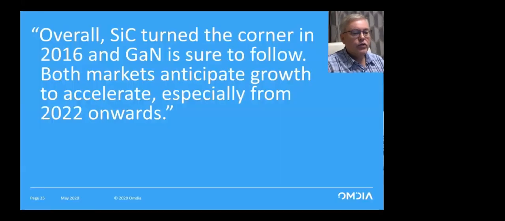In conclusion, silicon carbide turned a corner in 2016 and gallium nitride is sure to follow. Both markets anticipate growth to accelerate, especially from 2022 onwards.